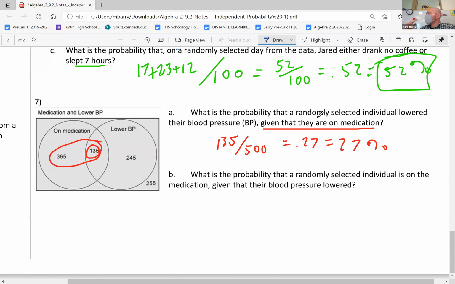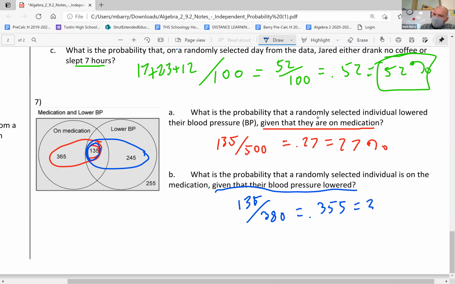So what if we change the order on that "given"? Does it change it? The answer is yes. We saw before the numerator should be the same, but the denominator should change. Given that their blood pressure lowered, we're looking at these people now in our denominator. So our denominator is 135 plus 245, that's 380. But the numerator is still these 135, because we're saying out of the 380, how many were on the medication? So that's 135 still. So this comes out to about 35.5%.